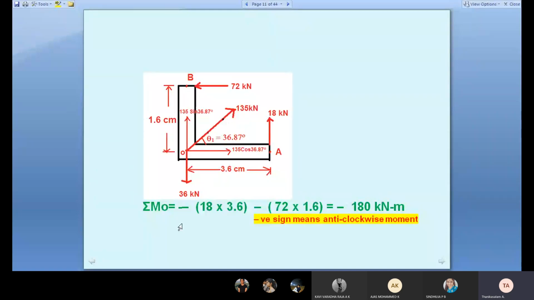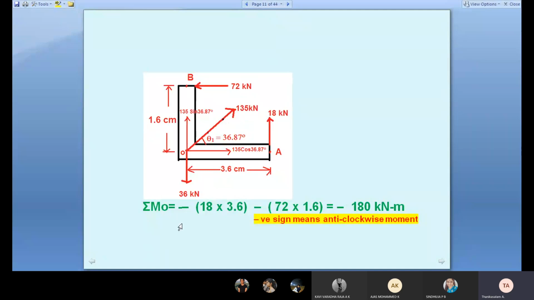Similarly, see the force 135 cos 36.87. It's also not giving moment. Here another force, 135 sin 36.87, is acting along the vertical direction with respect to O, the same line. Students, understand: any force acting towards a reference point or away from the reference point does not give moment. Very, very important point. While taking moment, you have to identify what are the forces not giving moment effect.